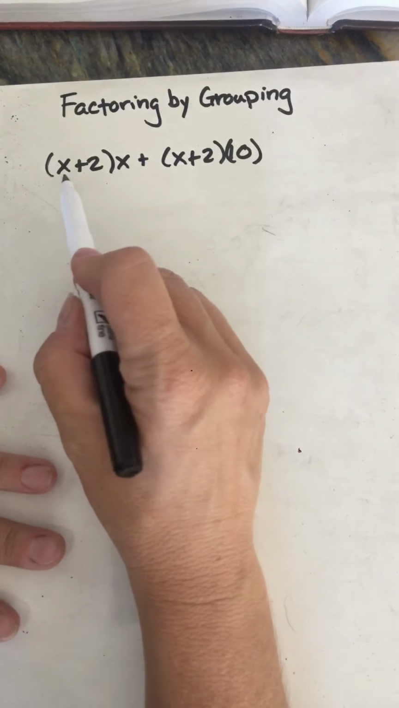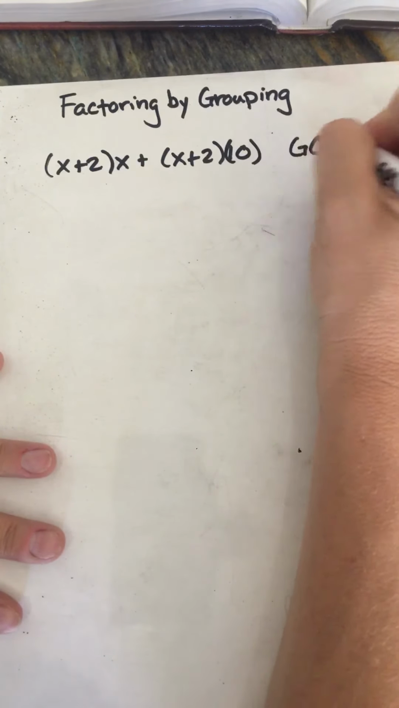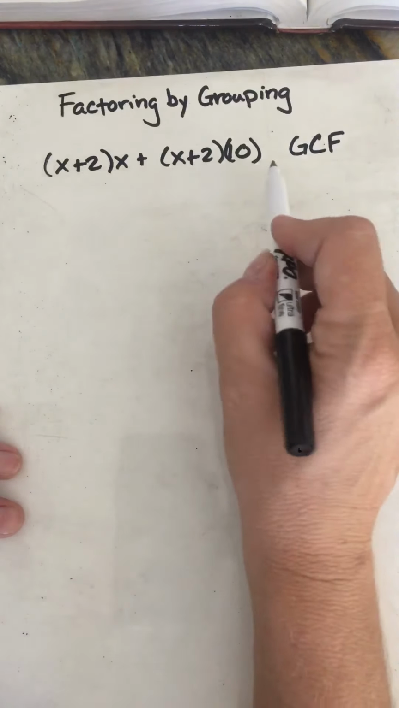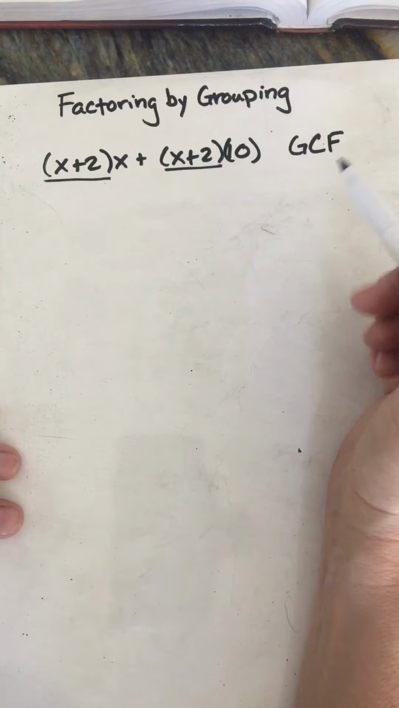So take a look. We're looking for the GCF. Do you remember what GCF stands for? Greatest common factor. So what is the largest factor that we can divide out of both terms? Looks like we can divide an x plus 2 out of both terms.